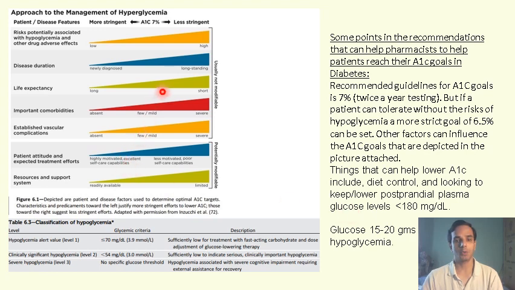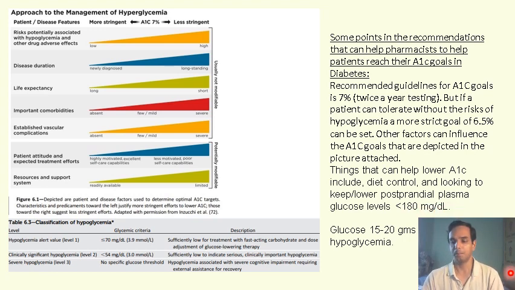In the case of older people, they want a less stringent A1C, as we'll see later. Above 65, it can go to 7.5 as a goal, or 8 to 8.5 as a goal for A1C. Some things that can help to lower the A1C include diet control and keeping postprandial glucose levels less than 180 milligrams per deciliter.